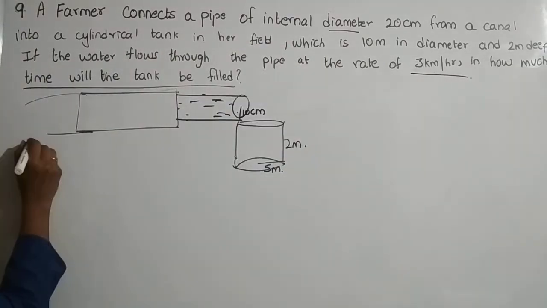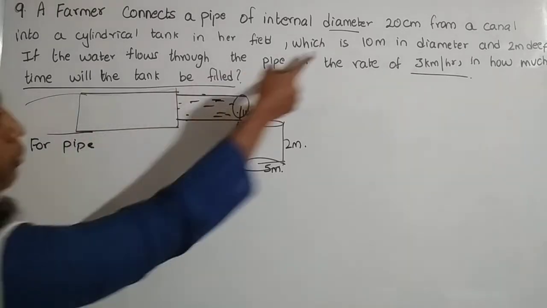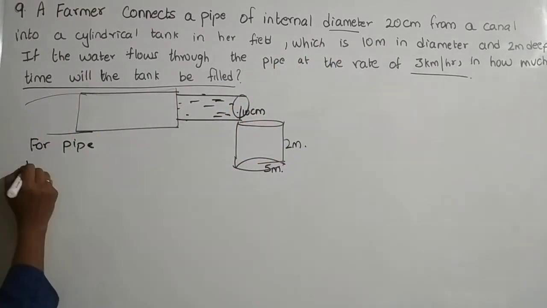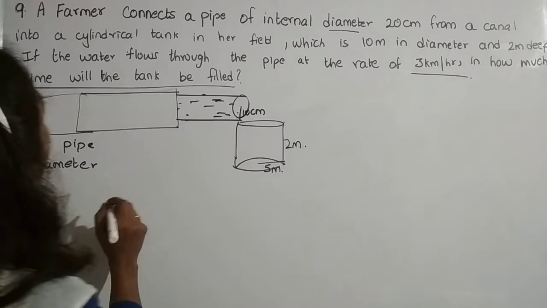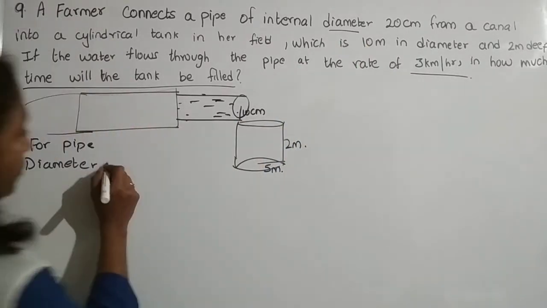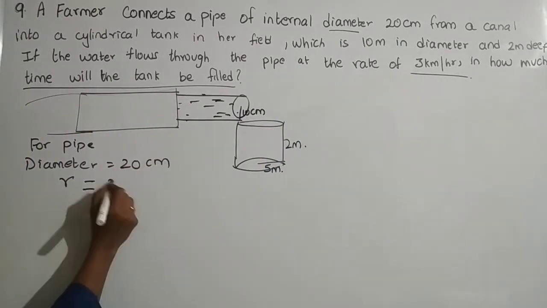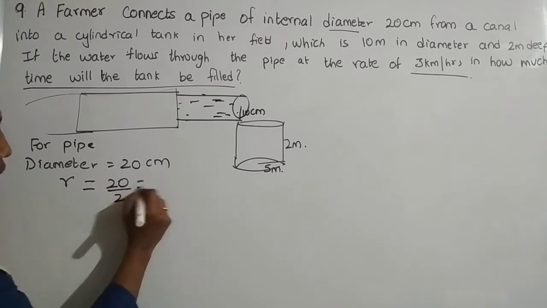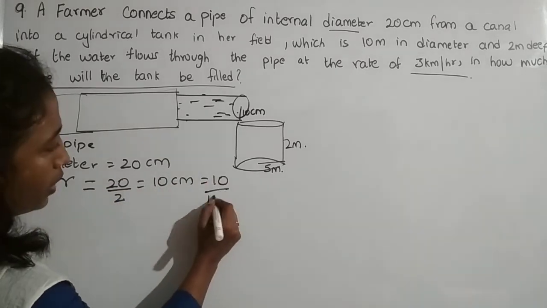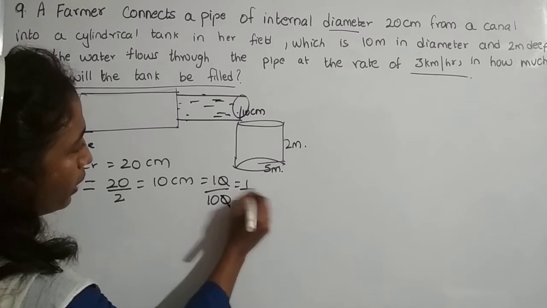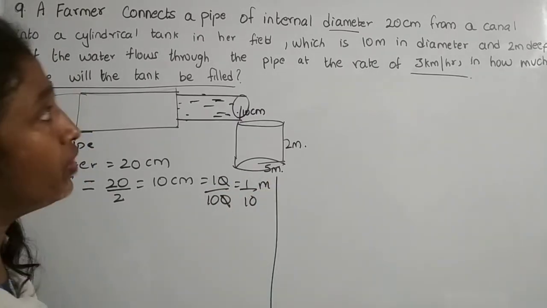So for this cylindrical pipe, the diameter is given as 20 centimeter, and the rest of everything here is given in meter. So I think there is a need for conversion. So let us take R, that is 20 upon 2, that is 10 centimeter. Let's convert this into meter. So 10 upon 100, here we get 1 upon 10 meter. I hope this is clear. So you should be very careful about the units.